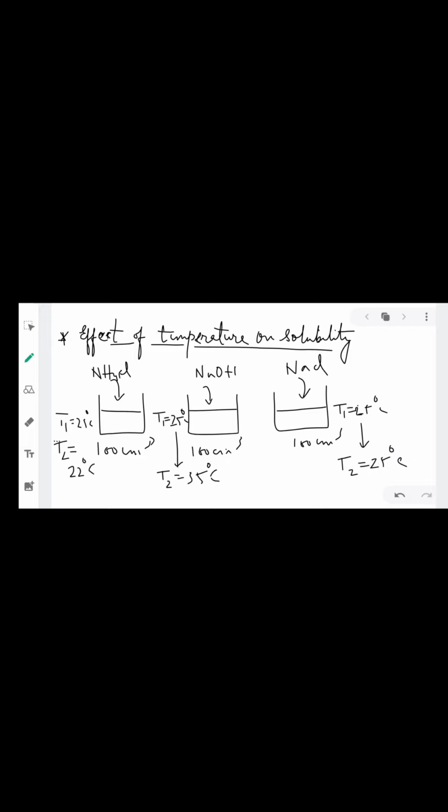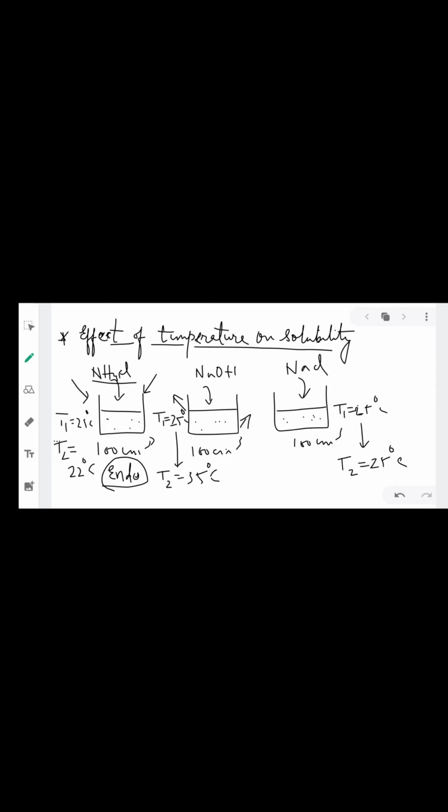So what does it imply? Think about it. What is exactly happening here? In the first type of solution where we added NH4Cl, heat is being absorbed from the surroundings. So it is known as an endothermic process. Whenever heat is absorbed, it is known as an endothermic process. So here which type of reaction is taking place? Endothermic reaction.